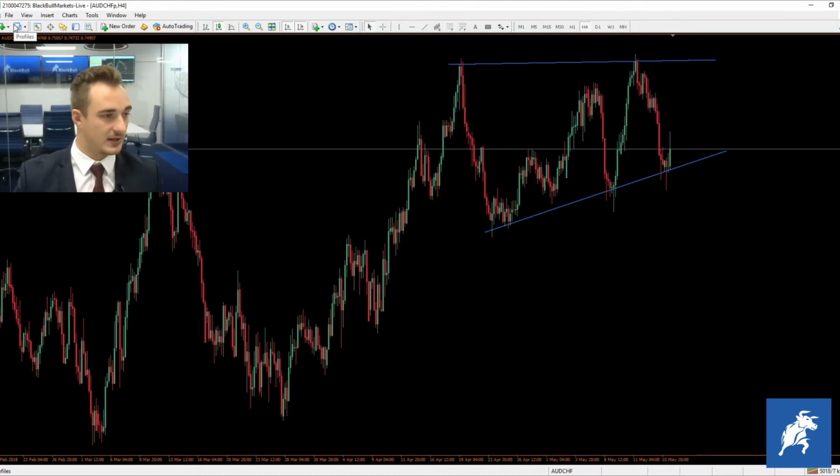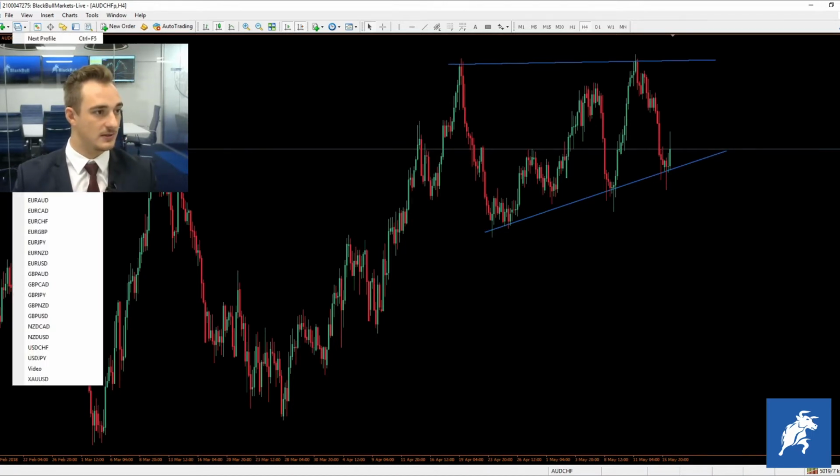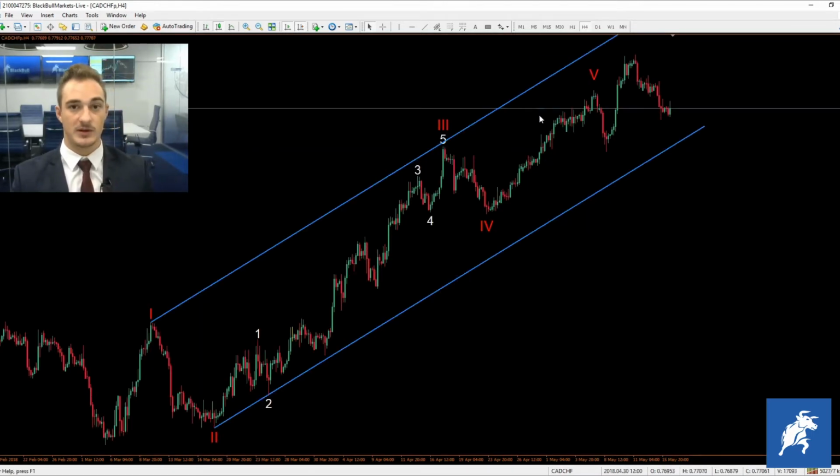Next one we're looking at will be the CAD Swiss franc. You can see here I've got a bit of Elliott wave analysis on this one, so it's continuing from a couple of weeks back and last week. You can see 1, 2, 3, 4 and 5. Looks like I'll have to change this one. Looks like 5 has extended. So you can see I'm looking for just a bounce on this trend line over here, hopefully continuing in a beautiful Elliott wave pattern following the guidelines of moving inside of a channel.